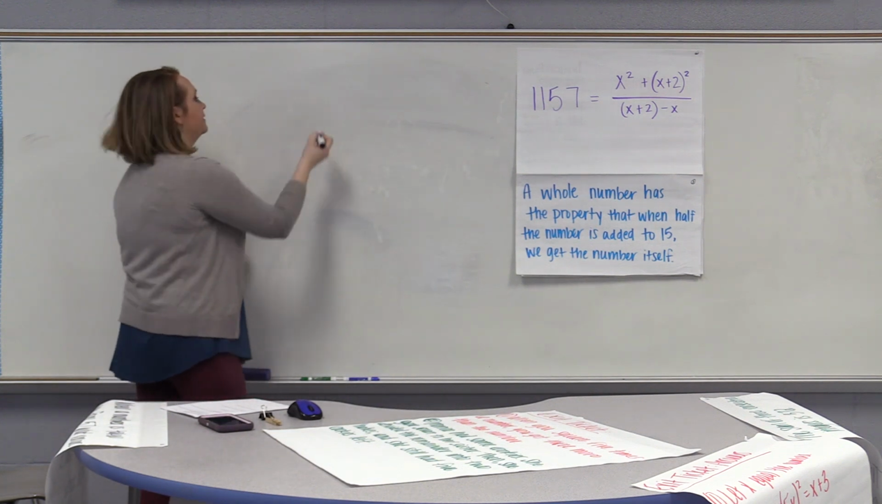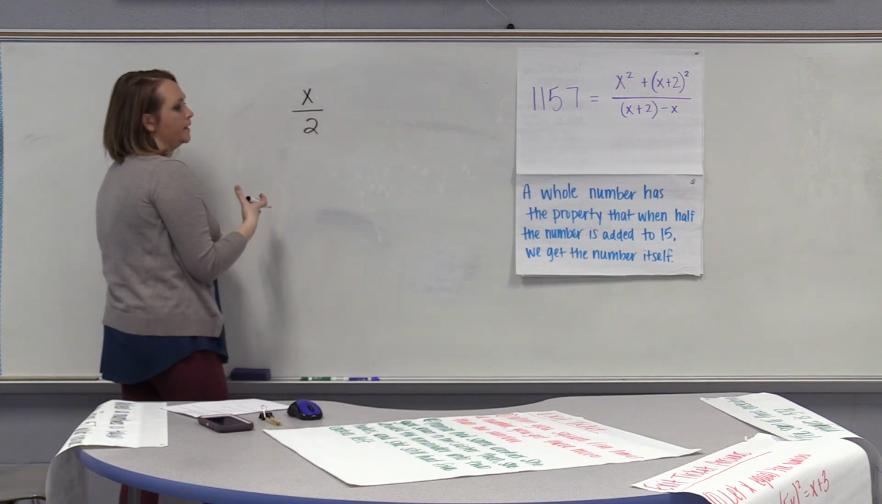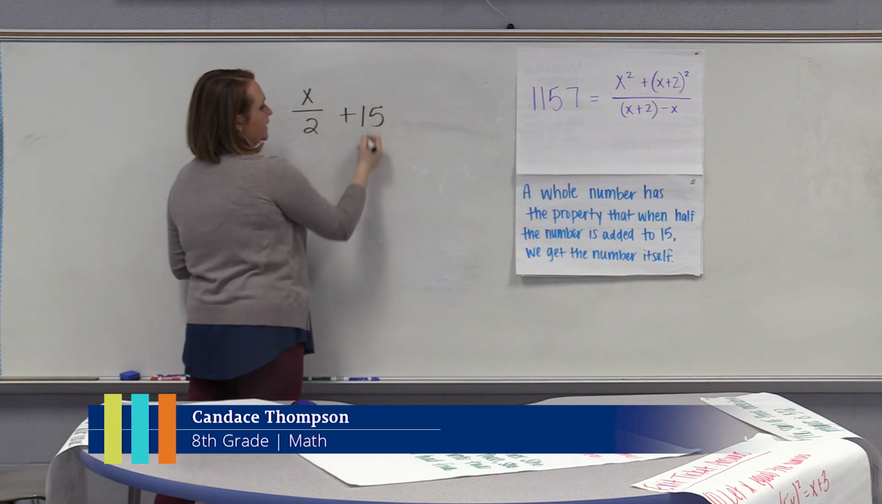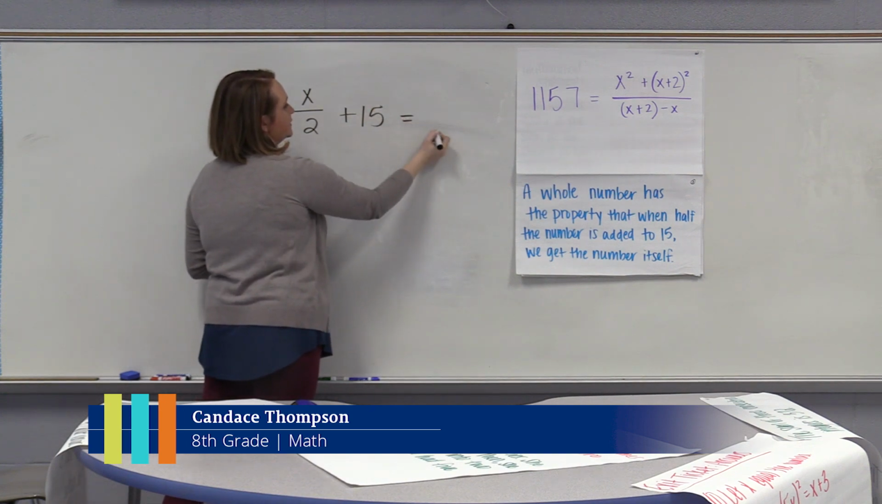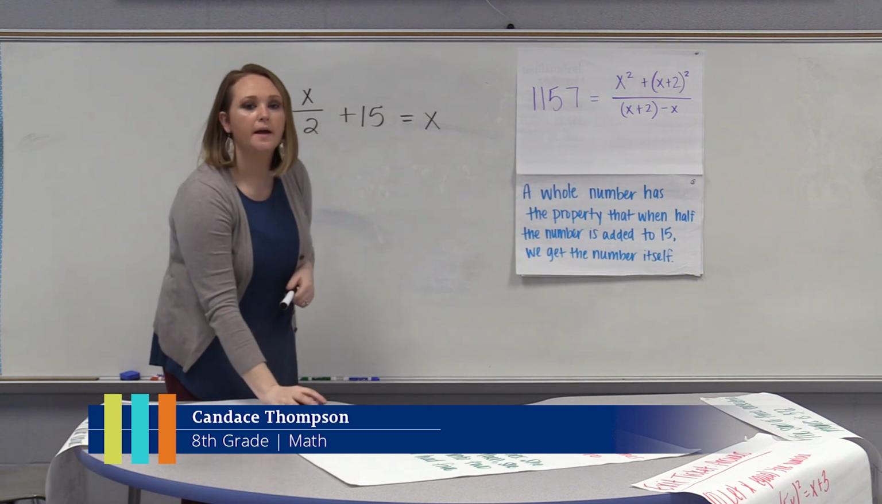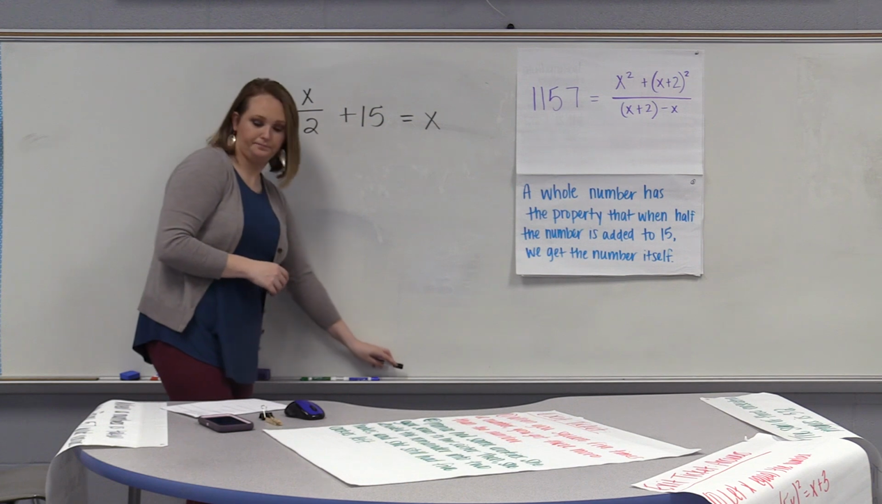Did you write something like this? A whole number has the property that when half the number is added to 15, we get the number itself. Great job. Let's try another example.